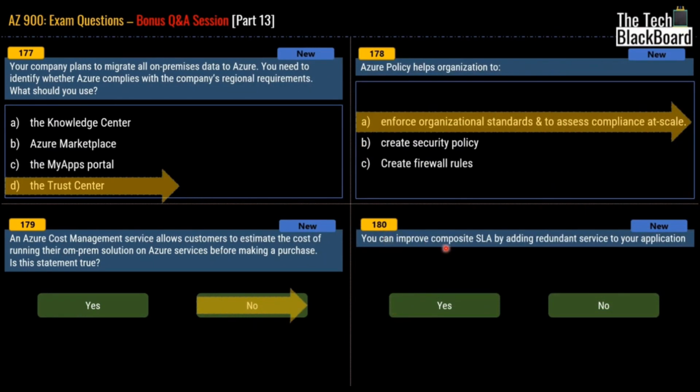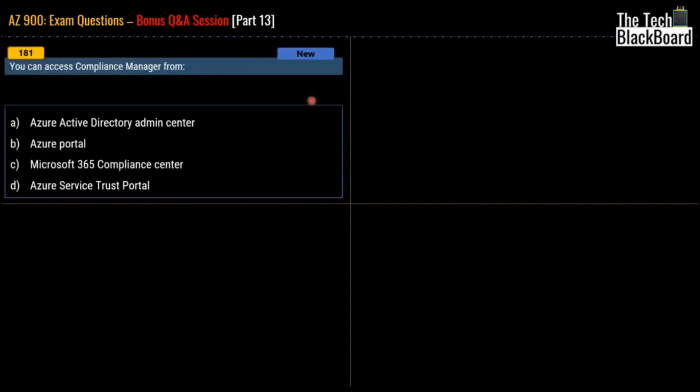It says that you can improve Composite SLA by adding a redundant service to your application. And the correct answer for this question is yes. Of course, when you add a redundant service, it gives you a better and improved SLA. The next question we have is 181. It says: where can you access Compliance Manager from? Azure Active Directory Admin Center, Azure Portal, Microsoft 365 Compliance Center, or Azure Service Trust Portal.